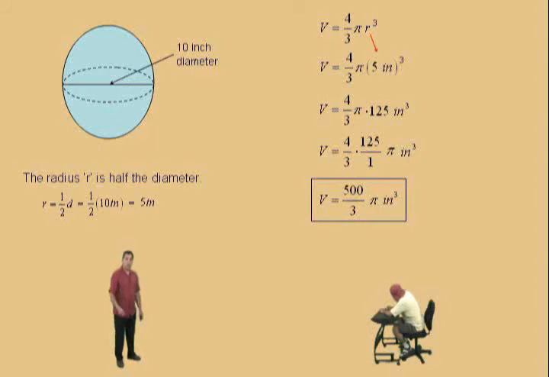Now remember, next exam, our answer will be calculated using a calculator, in which case you'd have to take 500 divided by 3 and get that result, and then times 3.14, round to the nearest hundredth. But for now, our final answer is 500 over 3 times pi inches cubed.